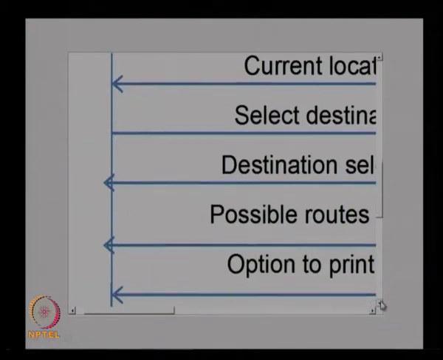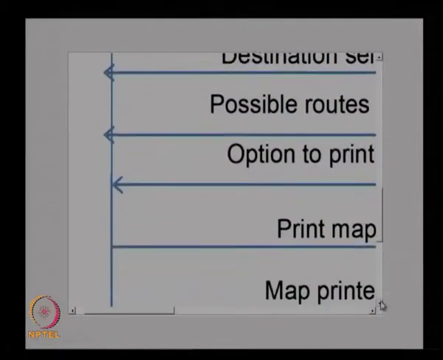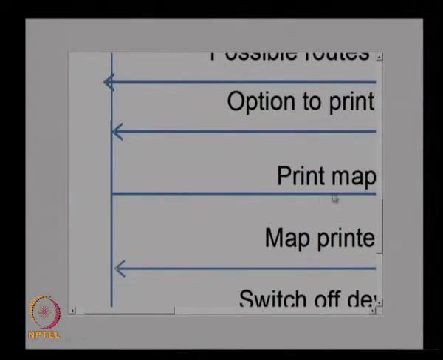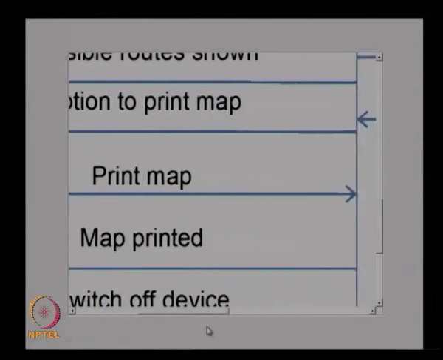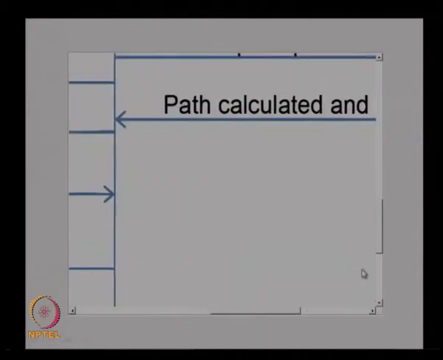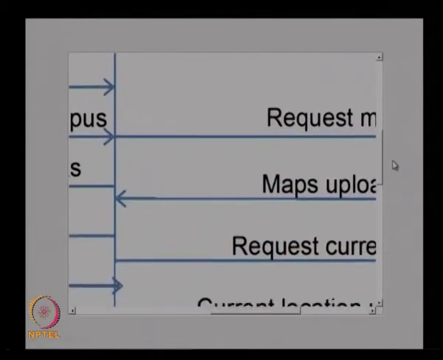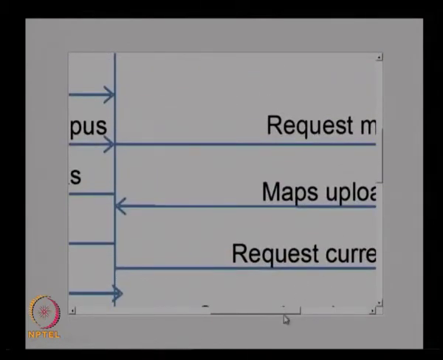In the same way all the scenarios can be traced. You can see the information to print the map will be given by the user, then the map printed information will be given by the system. And here you can also see the insect will be interacting with the GPS system, so that is another external system here.